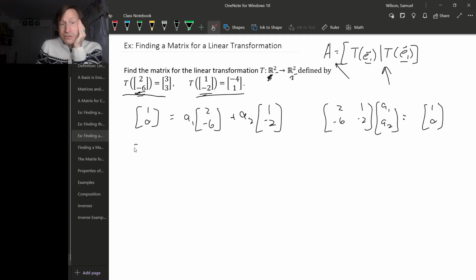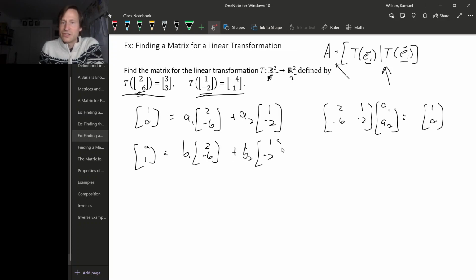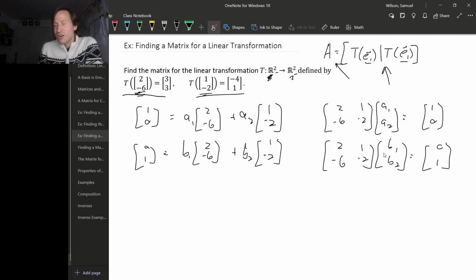And then we should be able to do the same thing for the other standard basis vector, (0, 1). There should be some other coefficients, so I'll call them b's: b1 times (2, -6) and b2 times (1, -2). Finding b1 and b2 in this situation amounts to solving the equation (2, -6), (1, -2) times (b1, b2) equals (0, 1). And then to solve these systems of equations, we would row reduce this matrix, 2, 1, -6, -2.